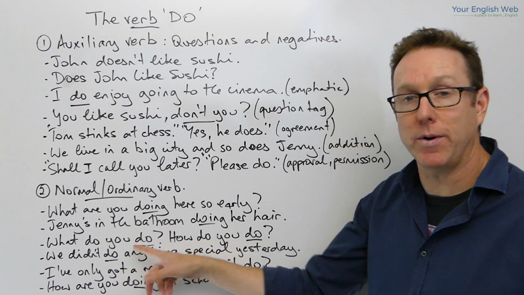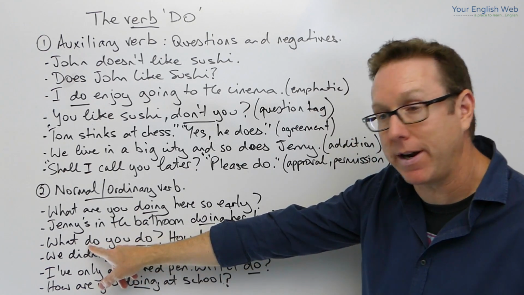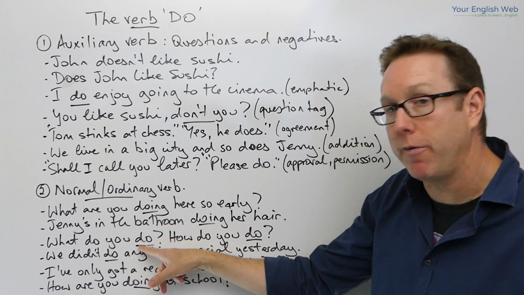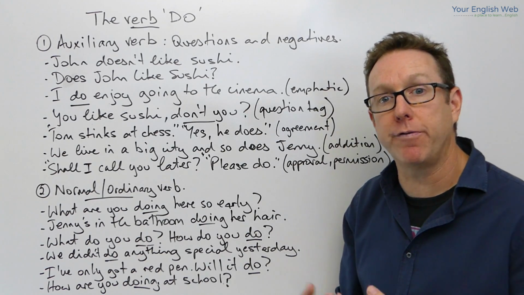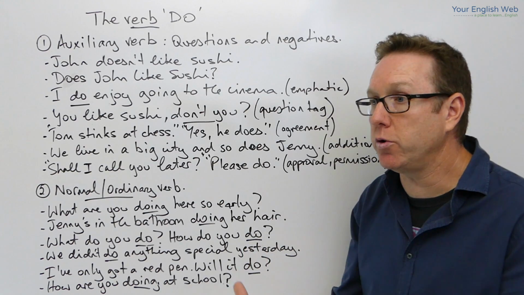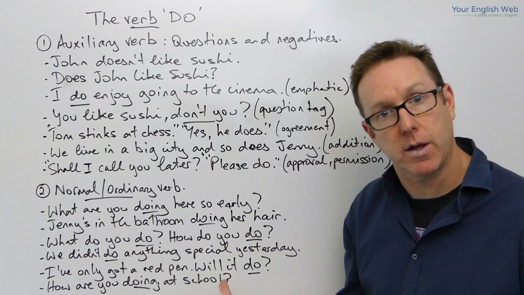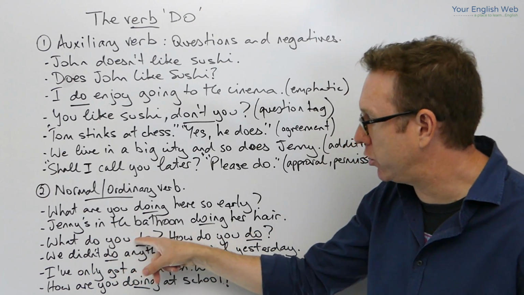What do you do? Now, when you ask this question, we're using do as an auxiliary and we're using it as a normal verb, and we're asking what people do for a job or for a living. So what do you do? What do you do at Coca-Cola? Oh, I'm a sales representative. Oh, okay, thank you. So what do you do?